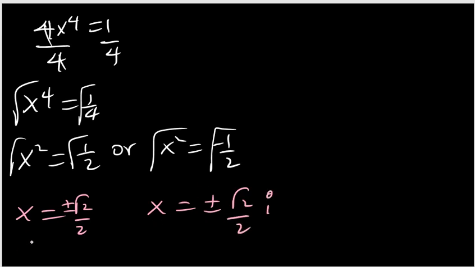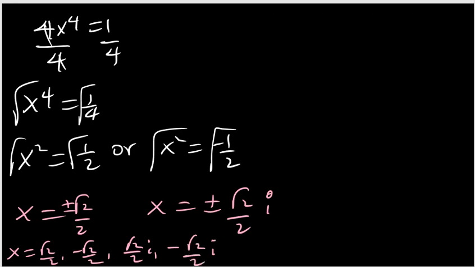So x has 4 answers. What are they? X is equal to radical 2 over 2, negative radical 2 over 2, or root 2 over 2i, and negative root 2 over 2i. Either of the 4 will be the value of x.